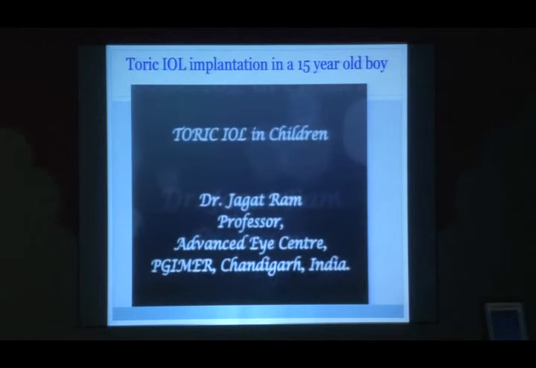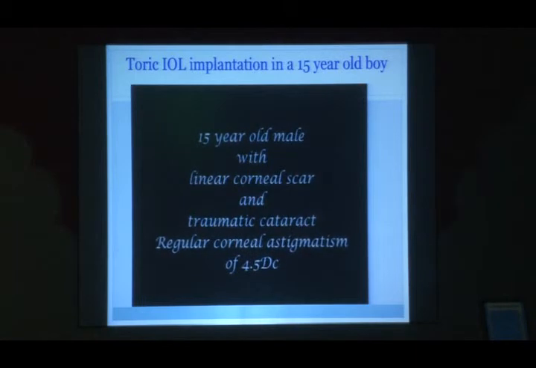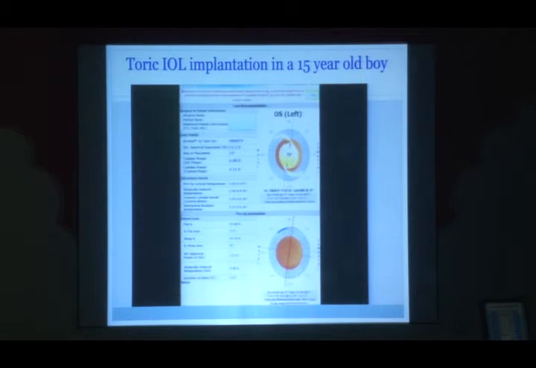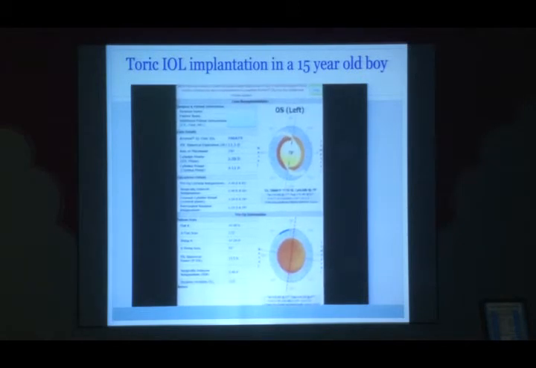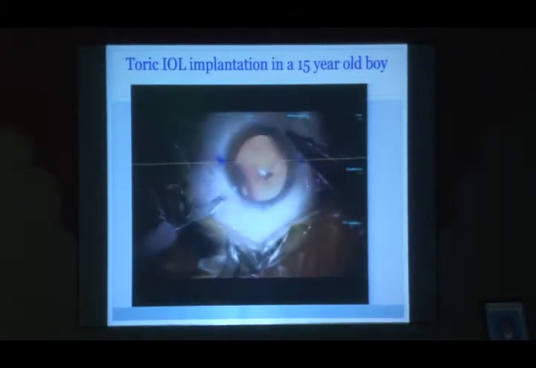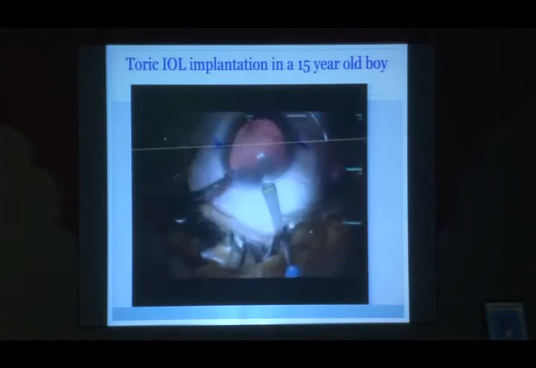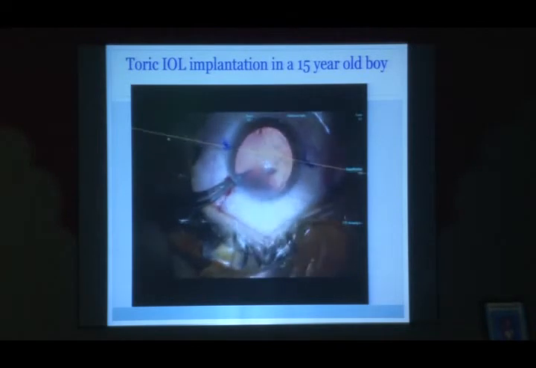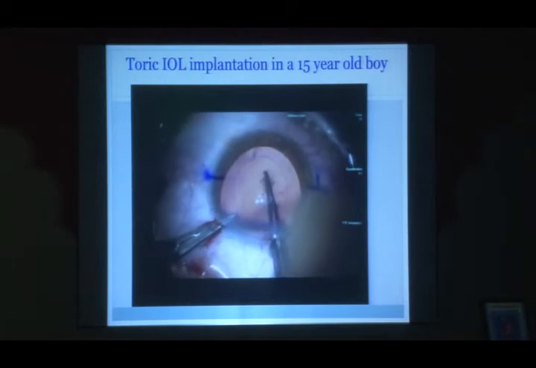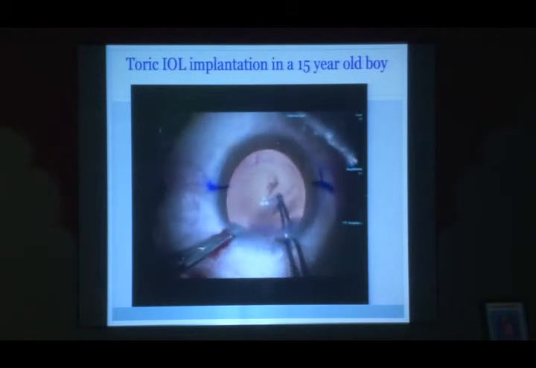This is another clip showing toric IOL in a 15-year-old male child, where there was a corneal scar contributing to astigmatism, almost 6 diopter. Marking is done before, and Callisto is used for guiding. At present we also use Verion, also using Aura for the verification of the IOL power as well as final destination, whether it is accurate or not.